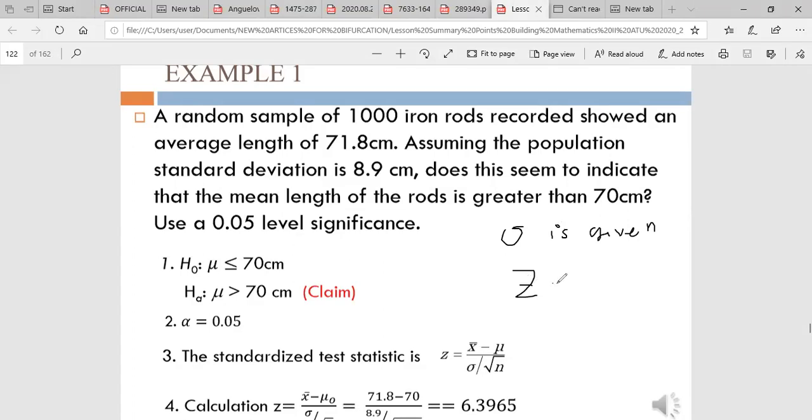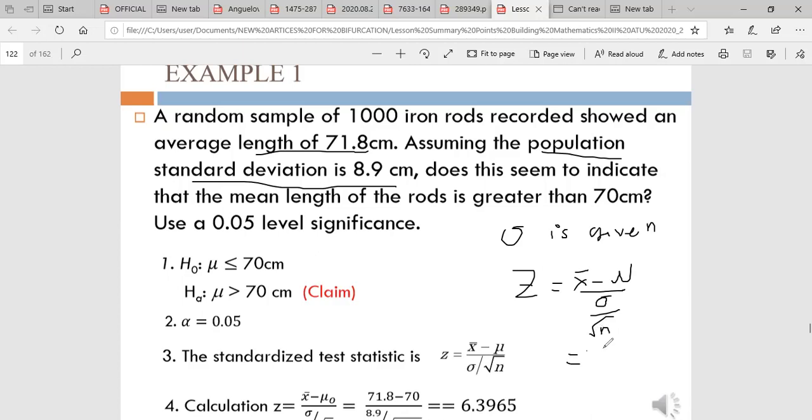Because it's given, you are going to use the formula, which is X bar minus mu over the given standard deviation. It is when it is not given that you use the sample standard deviation. But in this case, it's been given. You said, assuming the population standard deviation is 8.9. So sigma is 8.9. And we're also given X bar, the sample mean, of 71.8. So in the formula, we just substitute all these values.